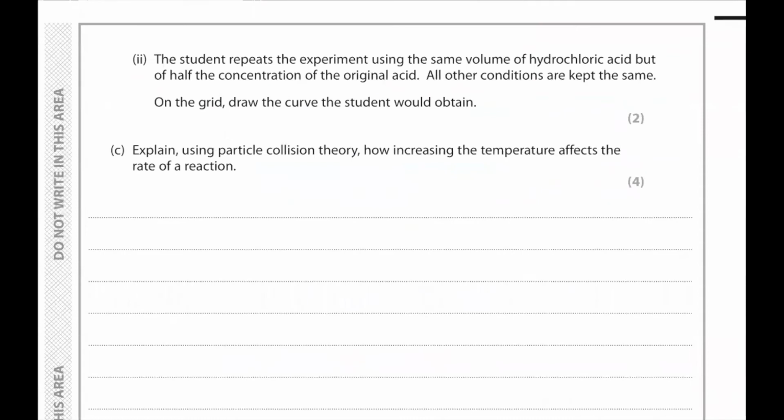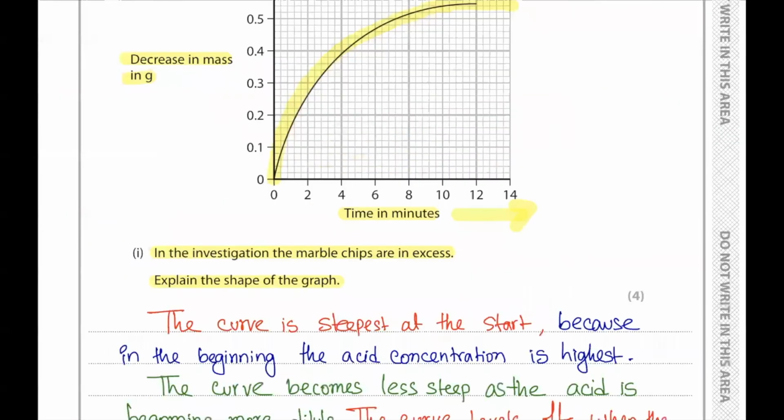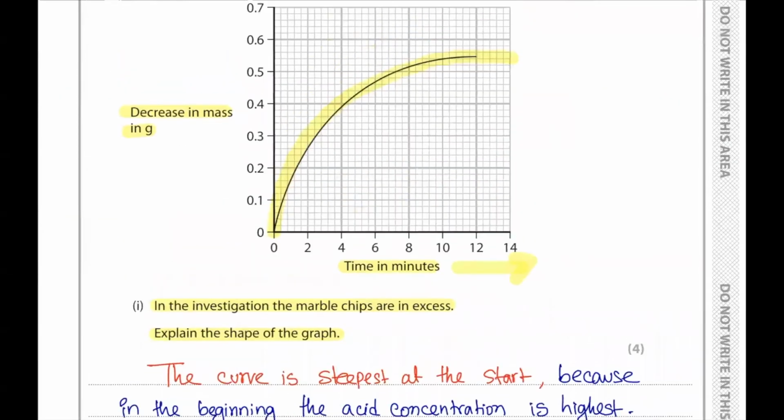Part 2. The student repeats the experiment using the same volume of hydrochloric acid but of half the concentration of the original acid. All other conditions were kept the same. On the grid, draw the curve the student would obtain. Now, you have to notice that we have used the calcium carbonate in excess. If we are using half the concentration of that particular acid, we are also going to get half the result.